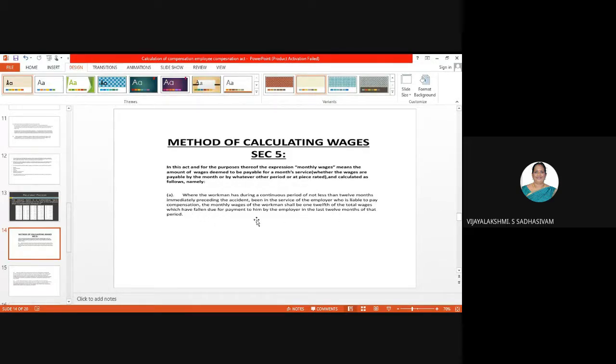And we will take the monthly wages of the workman as only 1/12 of the total wages paid based on the last 12 months of his wages.